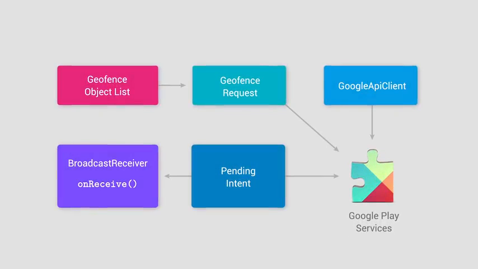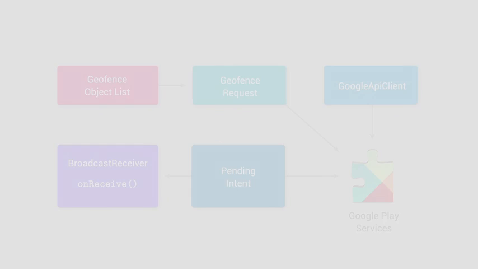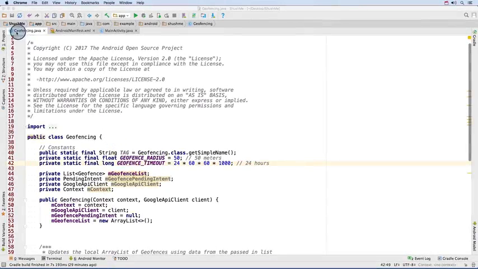Now our next component to build is the Geofence request object. So back in our code, in the geofencing.java class, we'll add a private helper method called getGeofencingRequest, which uses the geofencingRequest.builder method to build up our geofence request.